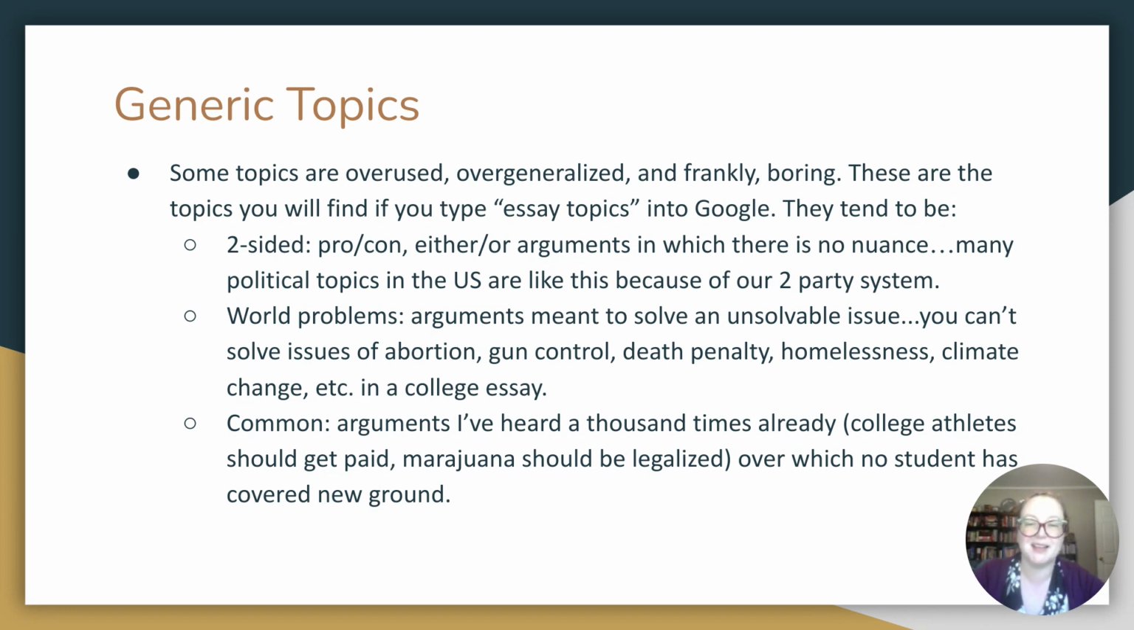Same thing with something like marijuana should be legalized. I mean, I don't care either way. I have no stake in that game, and it really doesn't matter to me. But I've heard all the arguments for and against, and you're not going to tell me anything that everybody doesn't already know. So, again, what's the point? If it's already been covered, what are you going to add? So, you want to avoid these kinds of generic topics.